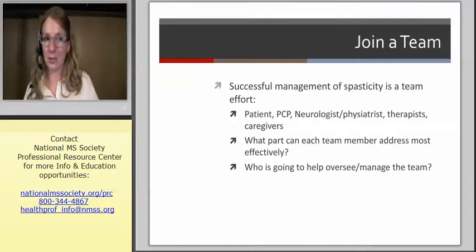The PCP knows what's happening. The neurologist knows what's happening. So sometimes it's a lot of faxing, or if you have secure email, a lot of emails back and forth, but it pays off in the long run. To not have patients confused, to not have patients taking the wrong medications, and to have the patients doing the right therapy at the right time.